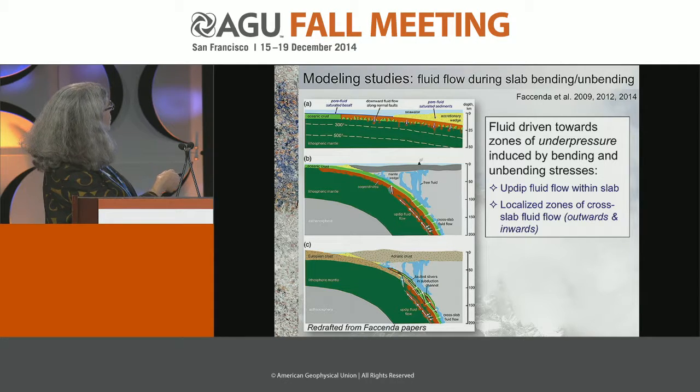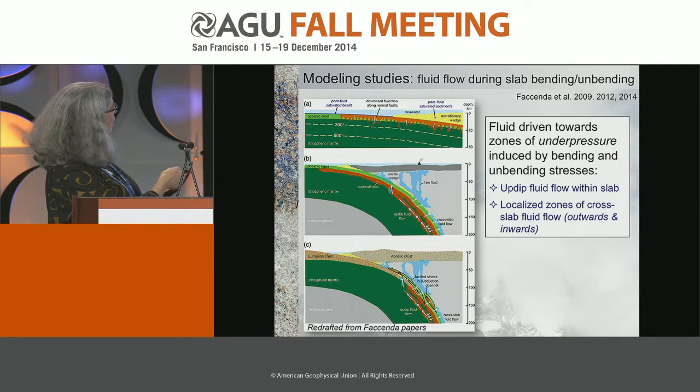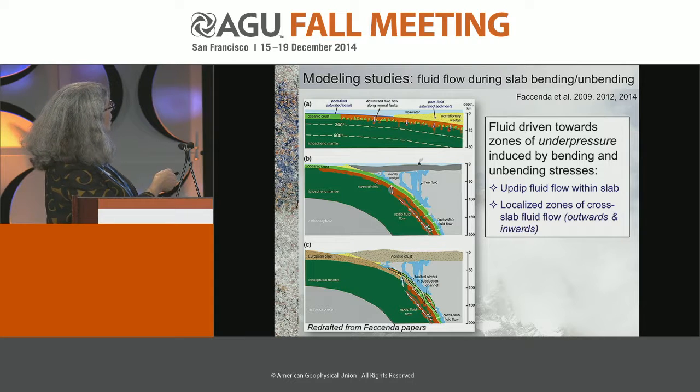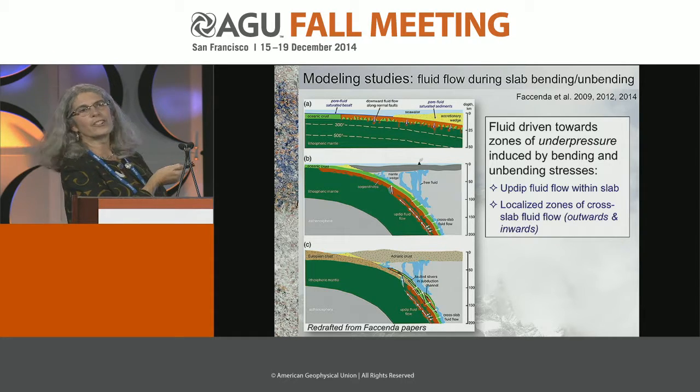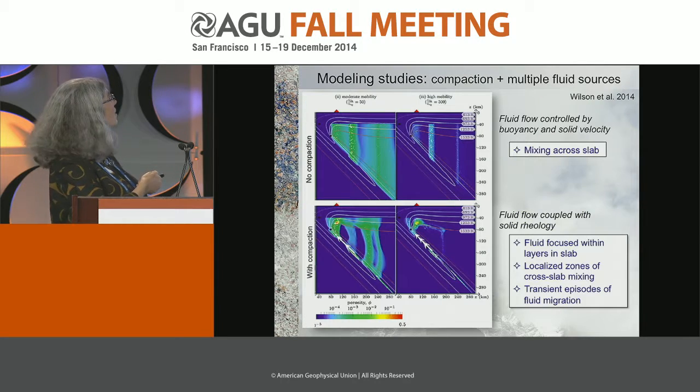There is flow up dip here within the mantle part of the slab, and then there's a zone of focused cross-slab migration right here. So you can see both up dip flow, which would tend to preserve isotopic compositions. There'd be no mixing, you're in single horizons. But then everywhere there's cross-slab flow, you have the potential for getting isotopic mixing and communication between different lithologies.